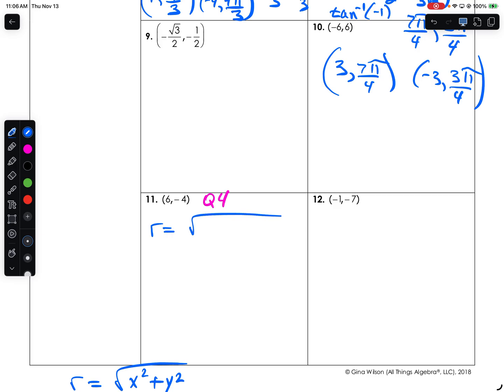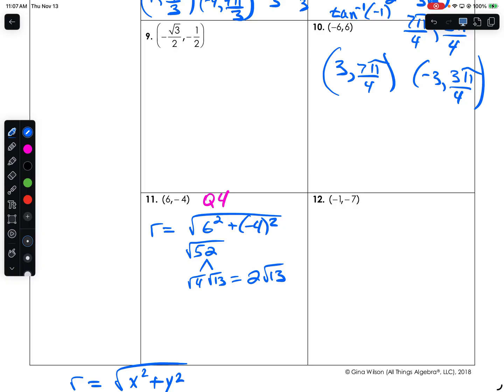So r equals square root 6 squared plus negative 4 squared. So 36 plus 16, 52. So 52 we can break apart. What's the biggest factor of 52 you can square root? 4 and 13. So when we do that, we get 2 root 13. Super fun.